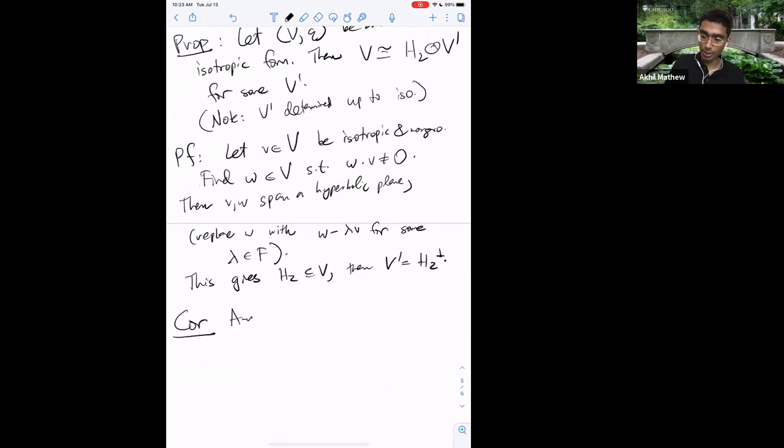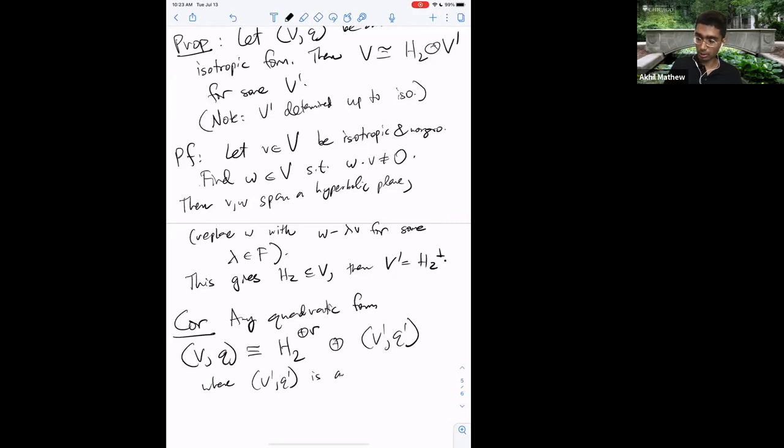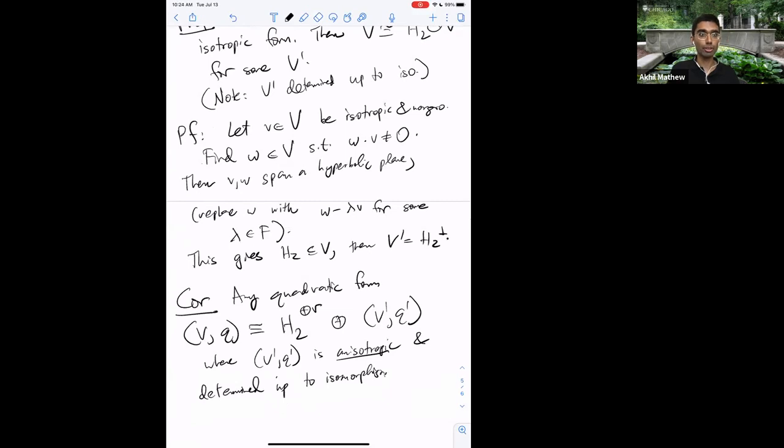So a corollary is that any quadratic form is going to be isomorphic to some direct sum of copies of the hyperbolic plane plus some other quadratic form (V', Q'), where (V', Q') is anisotropic, and it's determined up to isomorphism. Again, by Witt cancellation, it's determined up to isomorphism. So if you want to classify quadratic forms up to isomorphism over any field, then it really suffices to classify the anisotropic quadratic forms, because every quadratic form is some direct sum of copies of the hyperbolic plane plus something anisotropic.